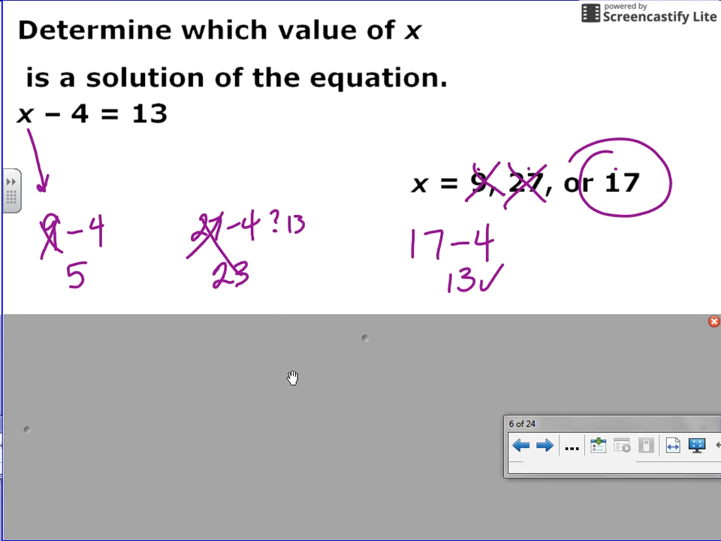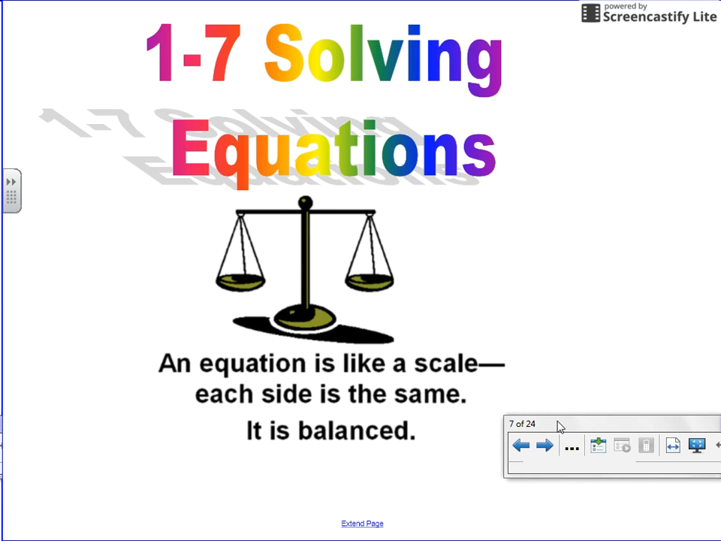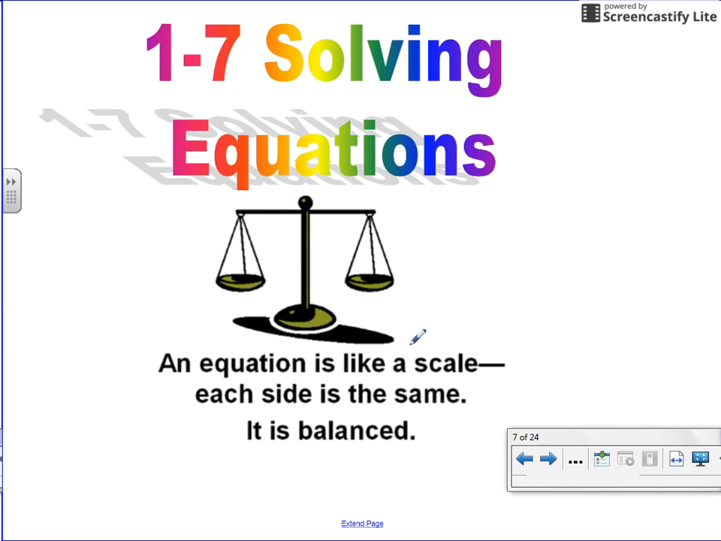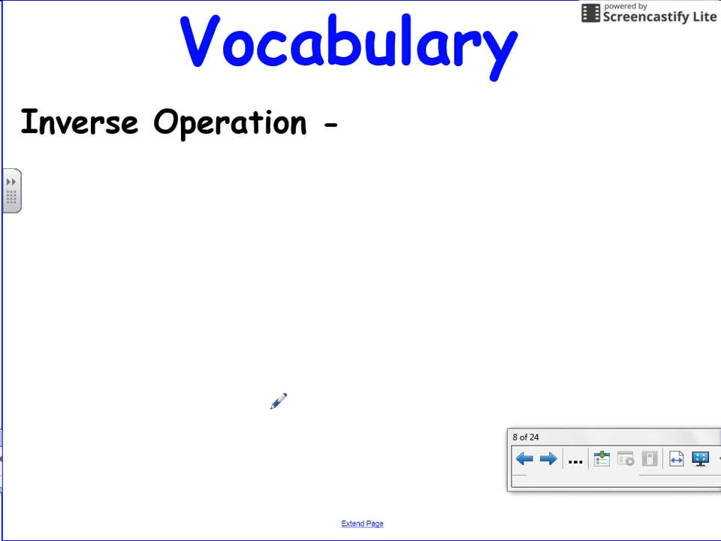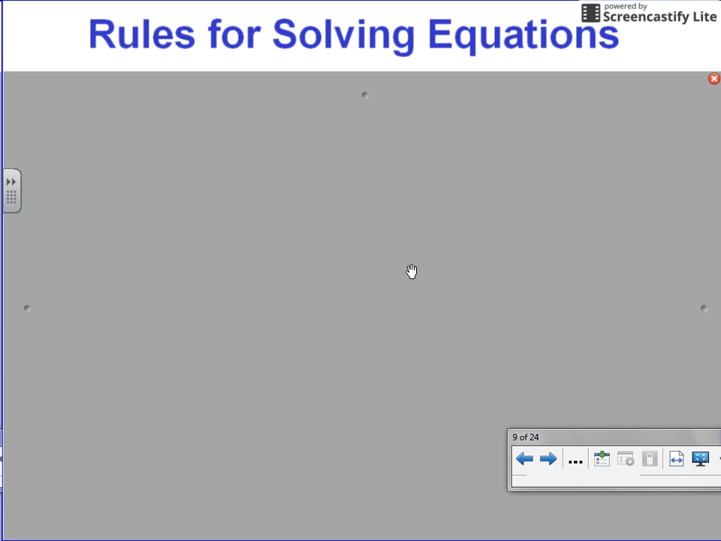All right, so you'll see some problems like that where they give you some choices to determine if they're the solution. But now we've got to talk about how do we really go about solving them. Have you ever seen a balance scale like this? If things are perfectly level on each side, it's balanced. That's exactly what an equation is. It's like a scale. Each side has the same amount of weight and it's balanced. What our job is, we already did that. What our job is determine what the solution is.